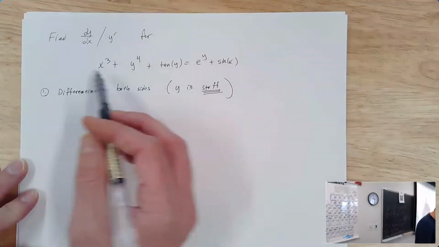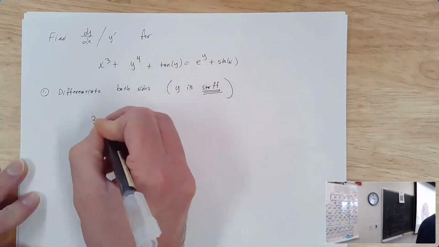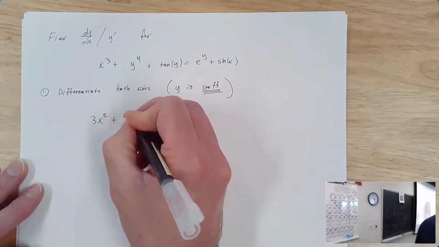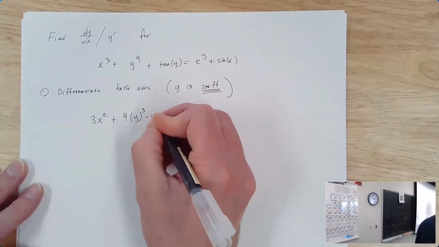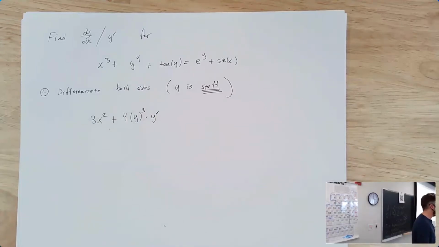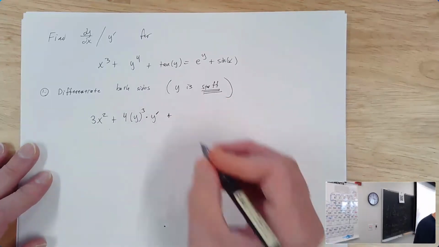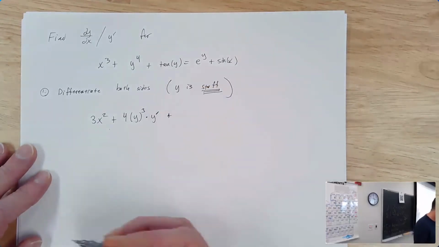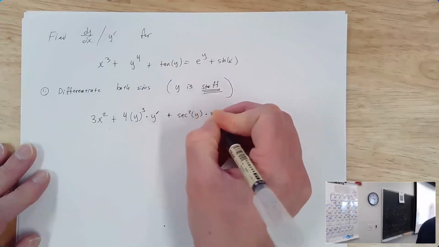So now we're going to differentiate both sides. Derivative of x cubed is what? 3x squared. What's the derivative of some stuff to the 4th? 4 times your stuff cubed times the derivative of your stuff. What's the derivative of tangent of some stuff? Derivative of tangent of x is secant squared of x. Derivative of tangent of stuff is secant squared of stuff times the derivative of the stuff.